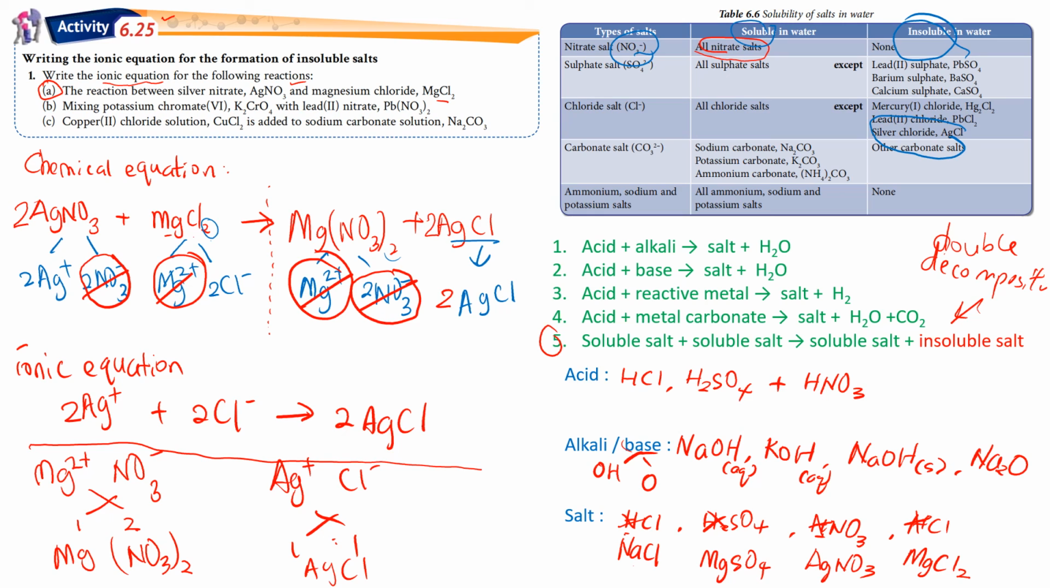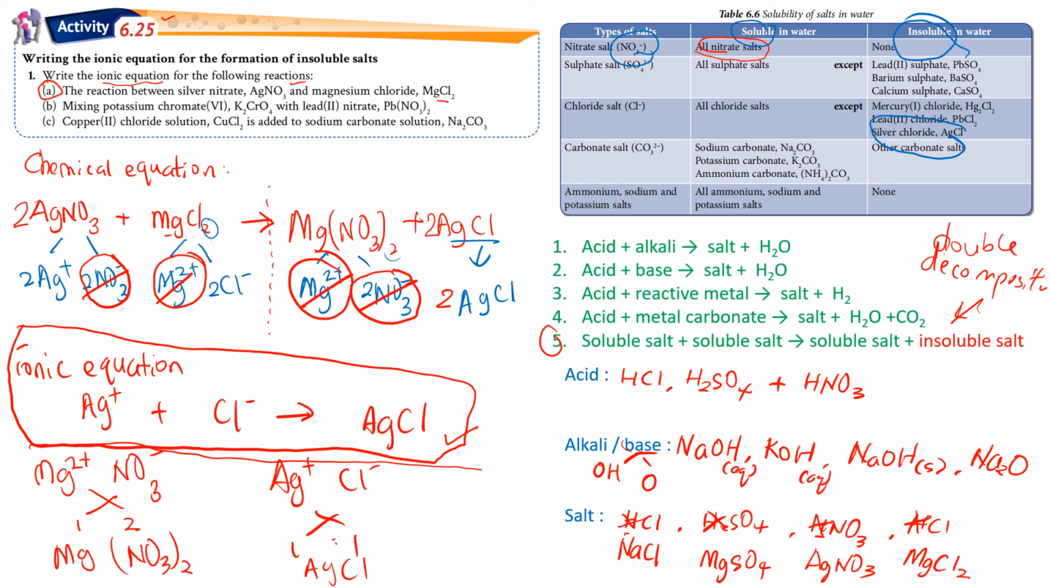Now this stoichiometry you can actually simplify to 1, 1, 1. So this is the final answer for the ionic equation: silver ion plus chloride ion to form silver chloride. You can write the state of matter or not. If you write the state of matter, make sure it is correct. This is aqueous because it's a soluble salt, and this is solid because it is an insoluble salt. So this is the answer for question number 1a.